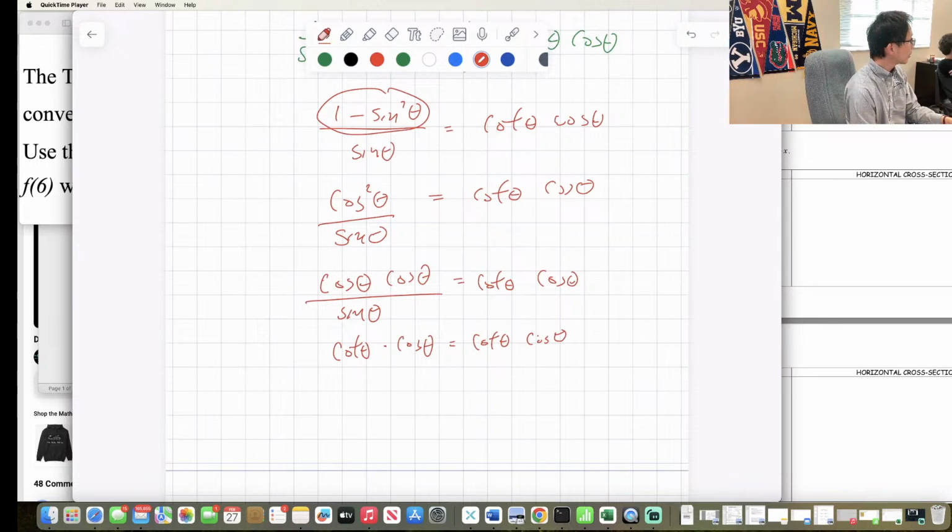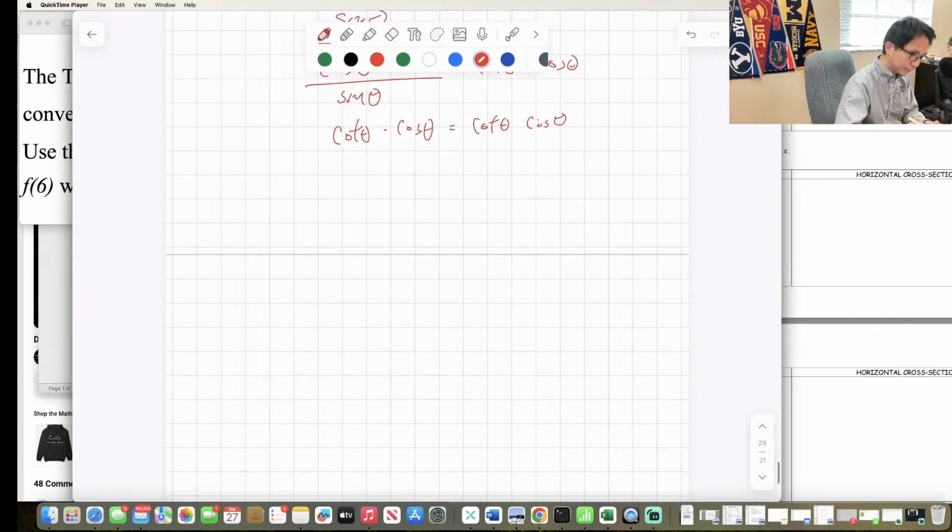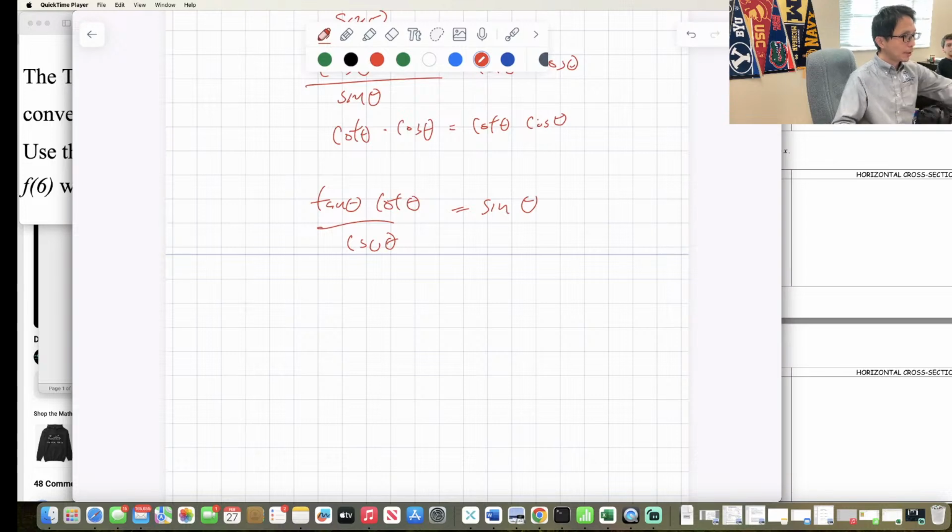No other questions? Yes, what does 13 say? Tangent theta, hold on a second. Chill. Tangent theta times cotangent theta over secant theta is equal to sine theta. You're going to do this one. Convert everything to sine and cosine on the left-hand side, and you should be able to finish that.